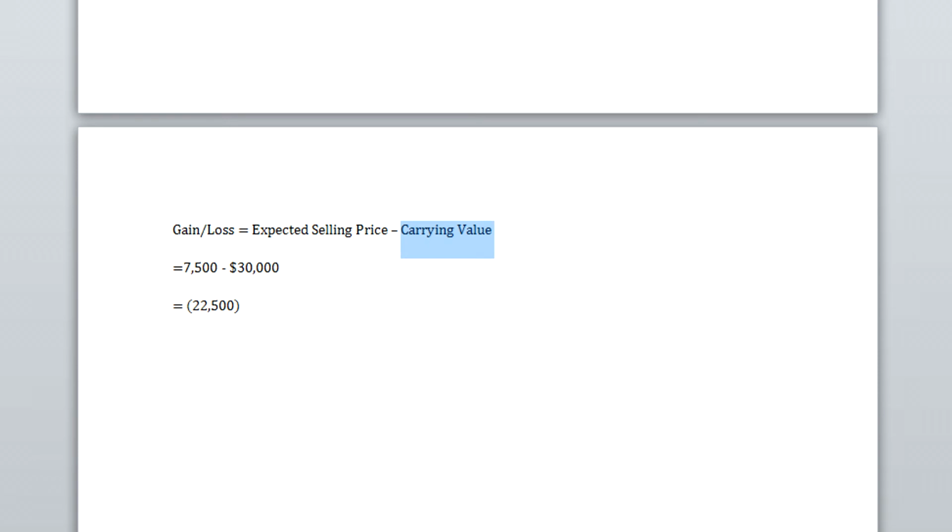Okay? Now, one thing before we move on really quickly is that this carrying value here, sometimes the question won't give it to you, and you'll need to calculate that yourself. And carrying value actually equals cost of the asset minus its accumulated depreciation. Okay? So just take note of that formula. Luckily, we didn't have to use it here today, but you may in future questions need to use that.